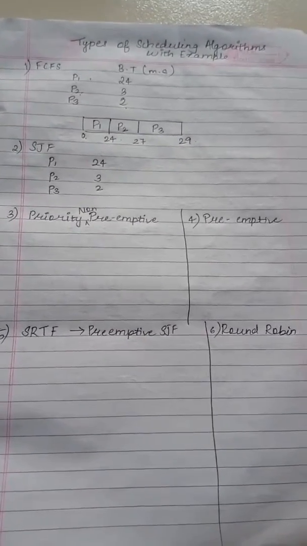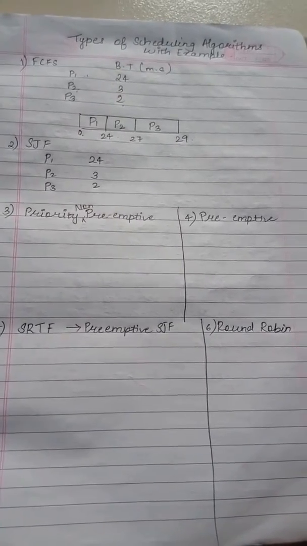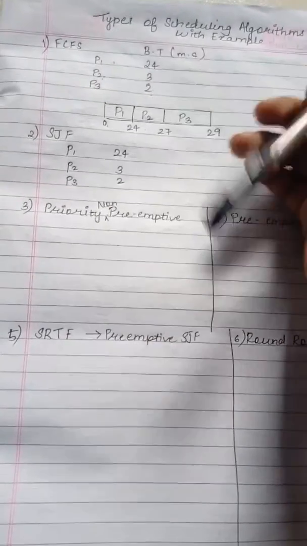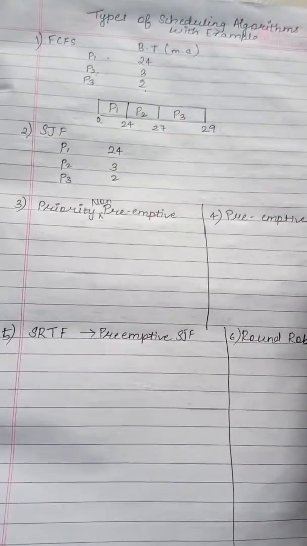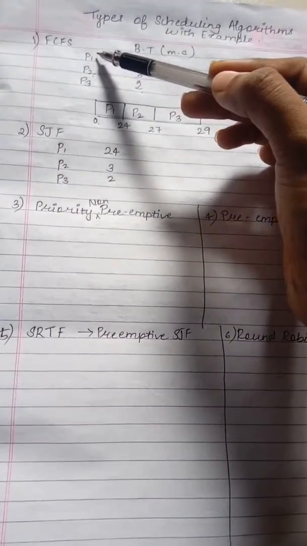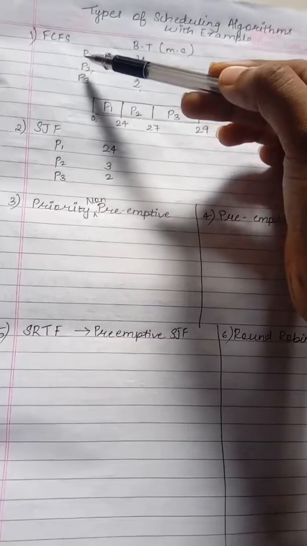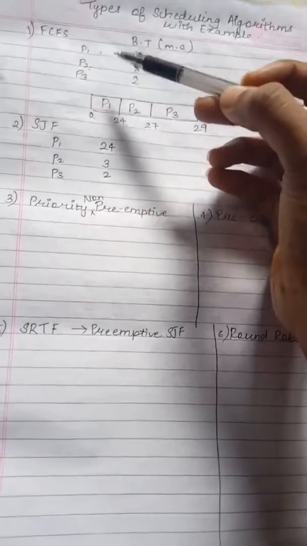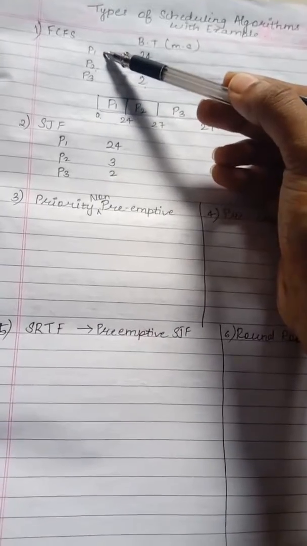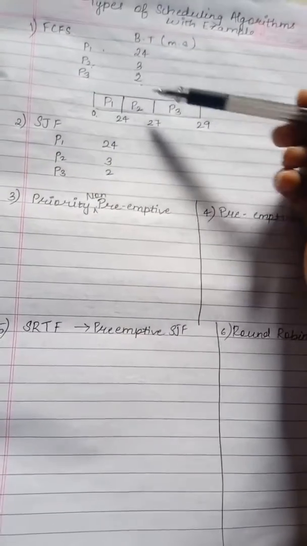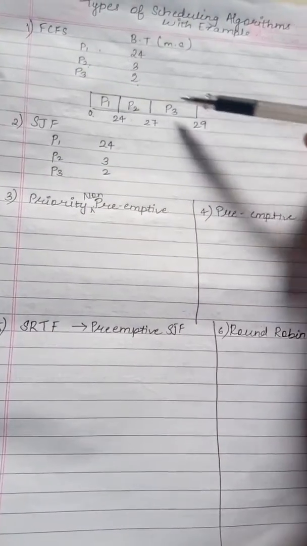Today's topic is all about types of scheduling algorithm with an example. So let's see. First one is first come first serve. As we have seen, first come first serve is a type of non-preemptive scheduling algorithm. In that, the process which enters the queue first will get executed first, will get the CPU first. So here P1 arrived first, so it will get executed first, then P2 and then P3.